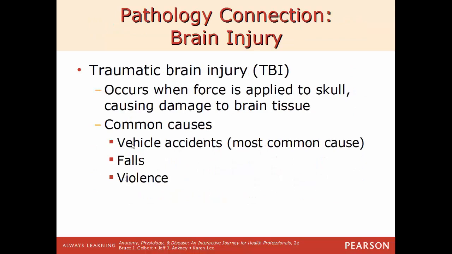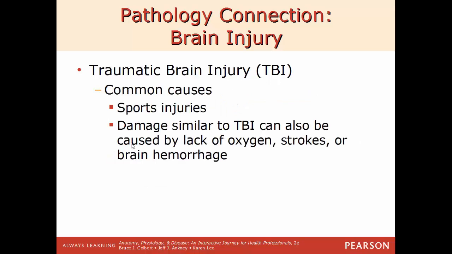Now we'll talk about our next pathology connection. We'll talk about a brain injury. The first one, TBI, a traumatic brain injury. This occurs when you have force applied to the skull, causing damage to the brain tissue. Some common causes: a car accident, which is the most common cause, violence or various falls. It can also be caused by sports injuries.